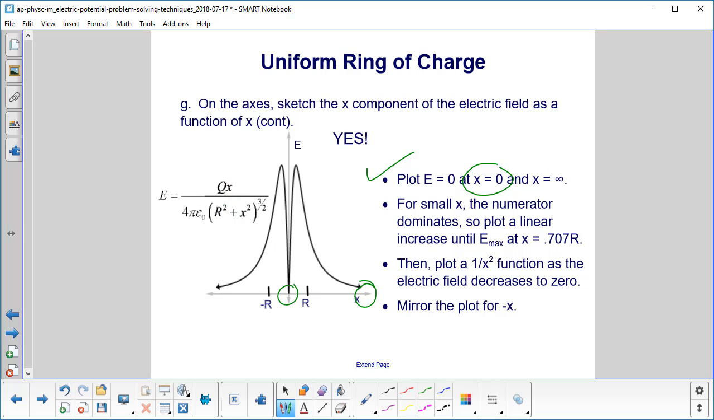You know you have a maximum at 0.707 r, so you draw in the maximum, and we're just going to worry about the right side for a second. Then for small values of x, x will dominate the x squared term, so it'll look fairly linear. So you go up in a linear fashion, and then once you get past the maximum, the x squared will start dominating, so it'll fall off as 1 over x. And then you just flip it to the other side.